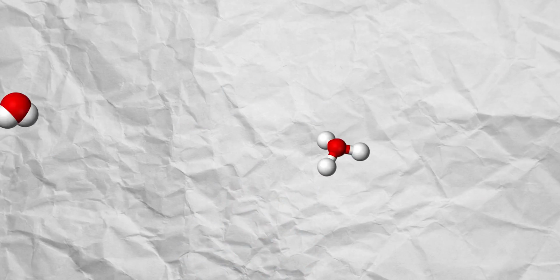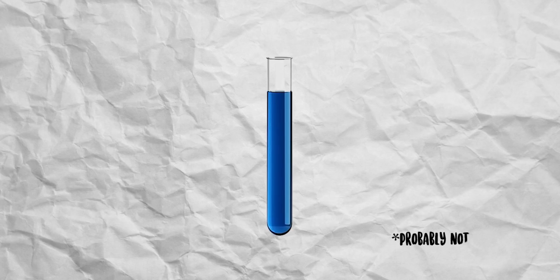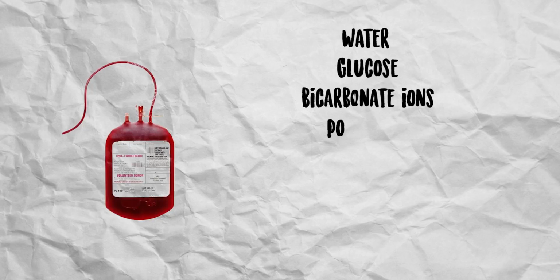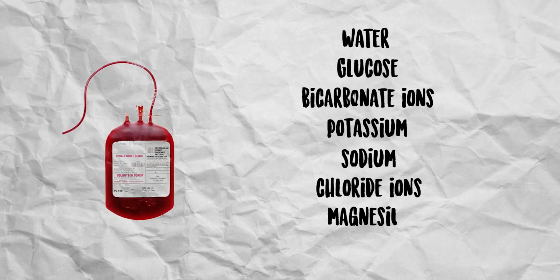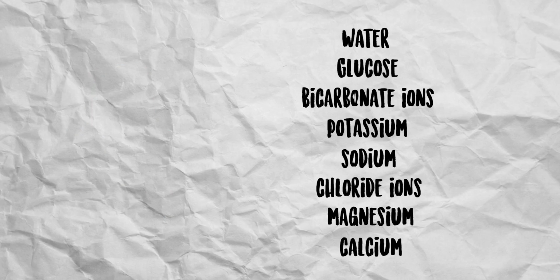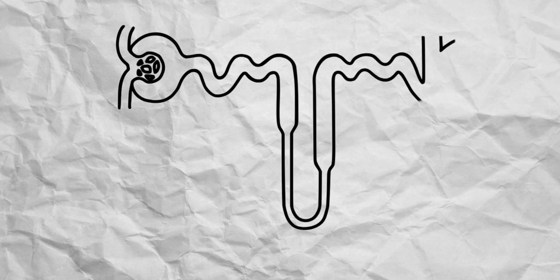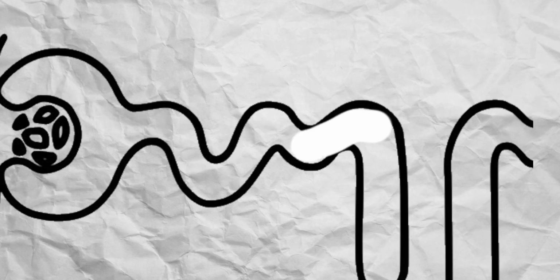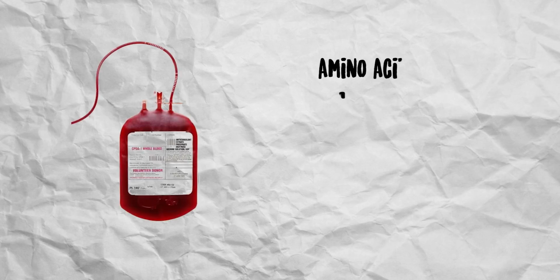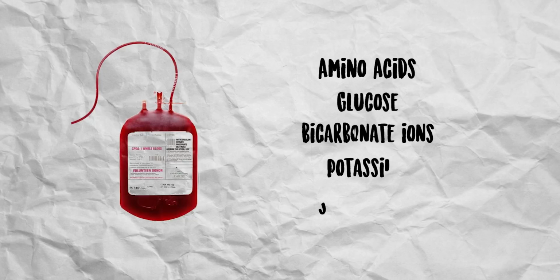The molecules that made it into the Bowman's capsule are now called the filtrate, and it is the rest of the nephron's job to get the important parts of the filtrate back into the blood. Specifically, the blood needs water, glucose, bicarbonate ions, potassium, sodium, chloride ions, magnesium, and calcium. The first step in doing this is to travel through the proximal convoluted tubule. Here, the blood will receive amino acids, glucose, bicarbonate ions, potassium, and sodium ions through active transport.